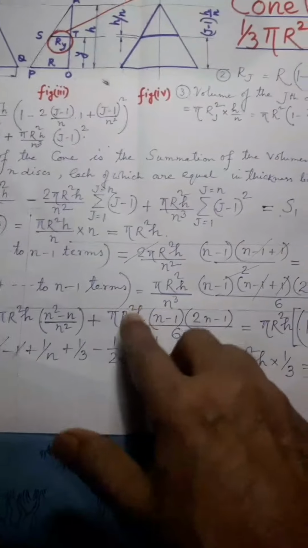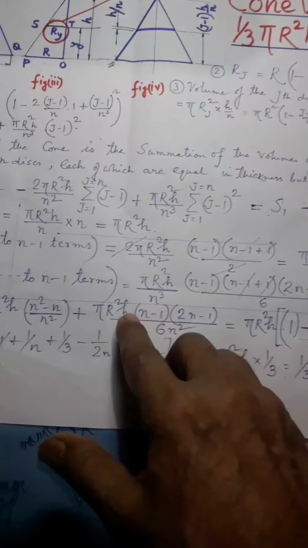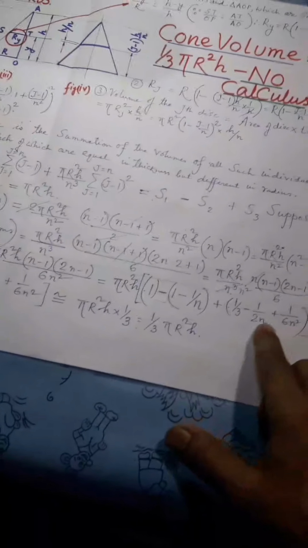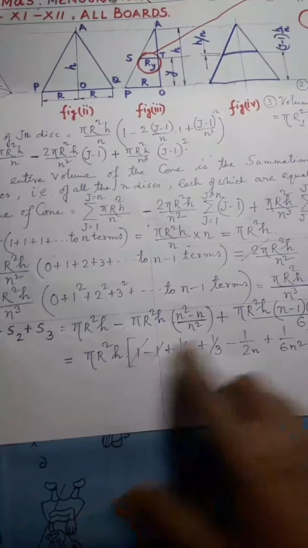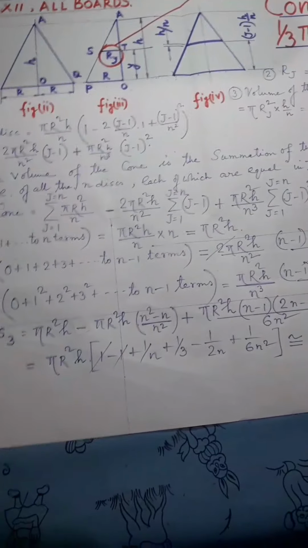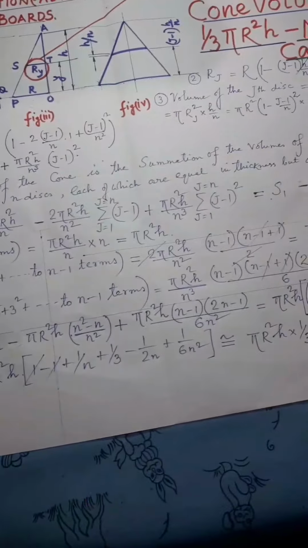So that is for the third member. Now taking off the brackets, we get pi r square h into 1 minus 1 plus 1 by n plus 1/3 minus 1 by 2n plus 1 by 6n square.